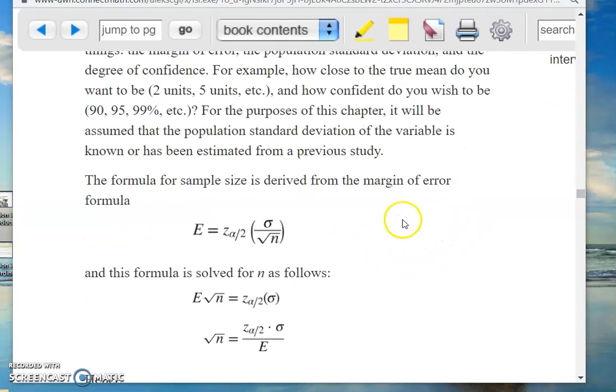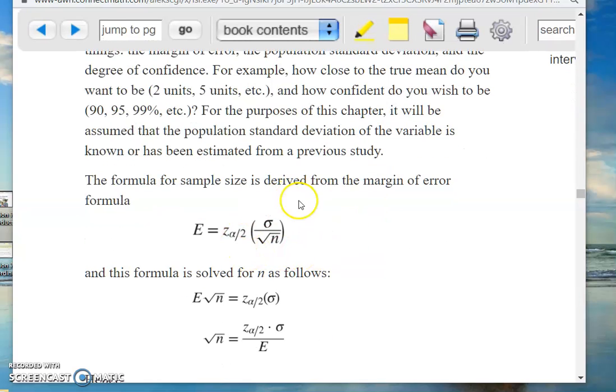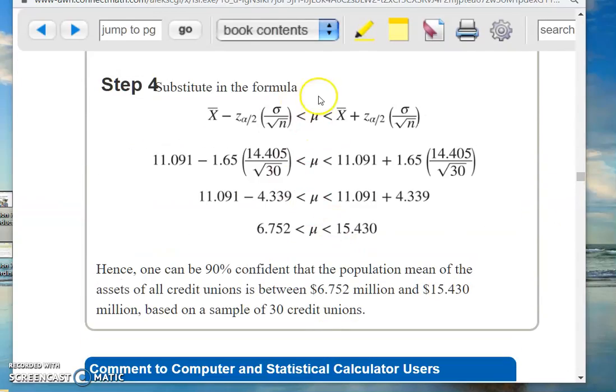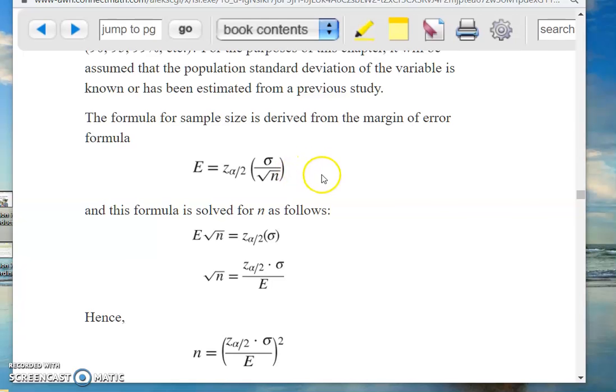All right, so in any event, the formula for the sample size is going to be derived from the margin of error. The only thing that is unknown here, the only thing that can possibly change when we're using this formula, is the n, okay? So if I want a certain margin of error, that will give me the appropriate level of confidence. That's the only thing that can change. So let's take a look here.